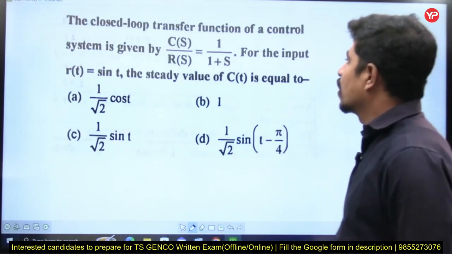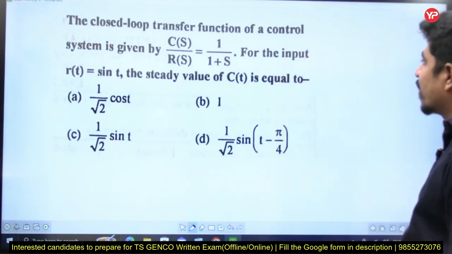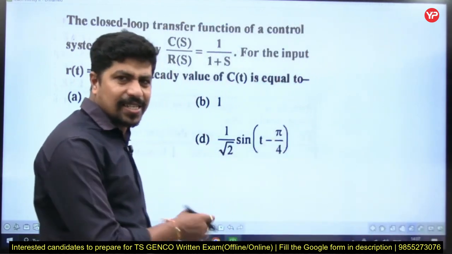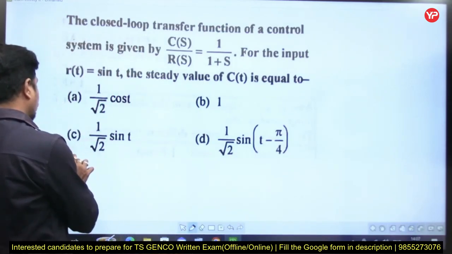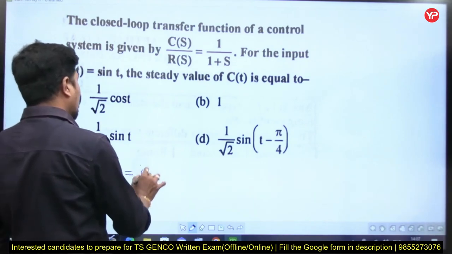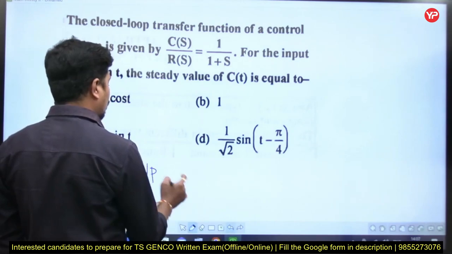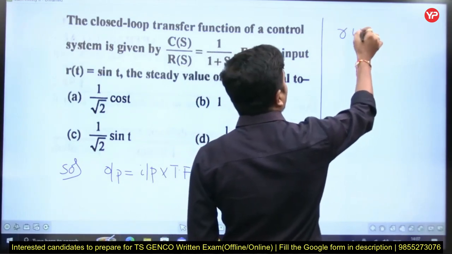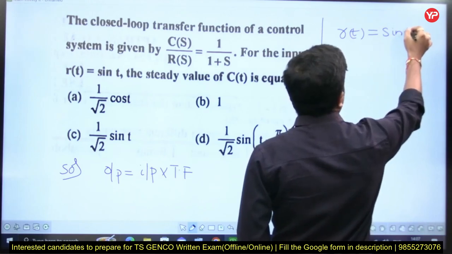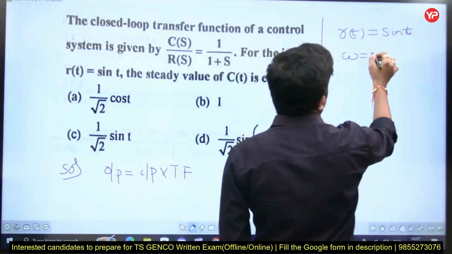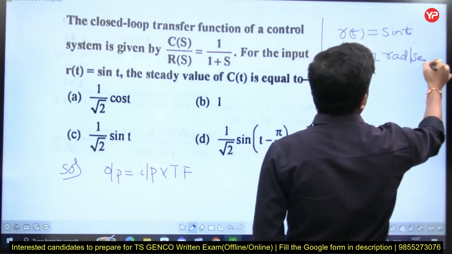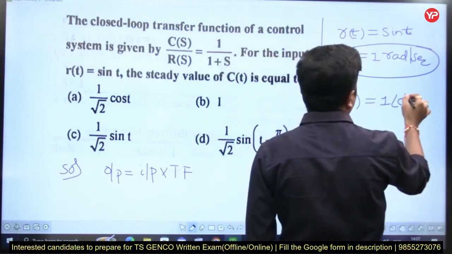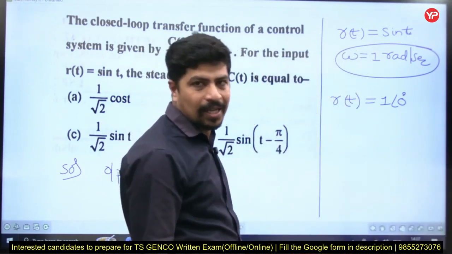The next question is: the closed loop transfer function of a control system is given by C of s by R of s is equal to 1 by s plus 1. For the input R of t is equal to sin t, the steady state value of output C of t is equal to... Easy question, people will make it complicated. We know that output is equal to input into transfer function. What is the input? Input is sin t. If you compare this one with sin omega t, omega equal to 1. Input frequency is 1 radian per second. Now, can I write input R of t as 1 at an angle 0? Yes, sin t can be written as 1 at an angle 0.